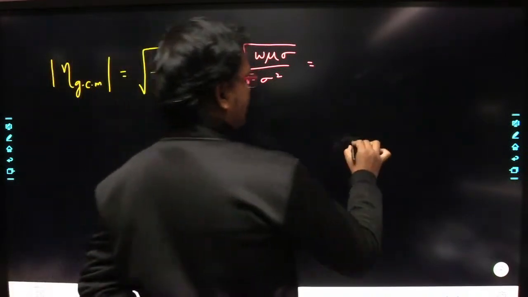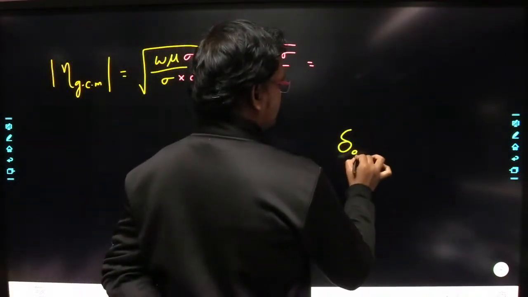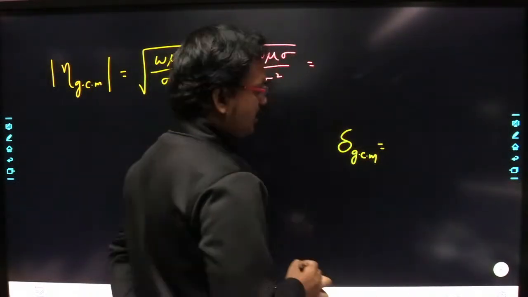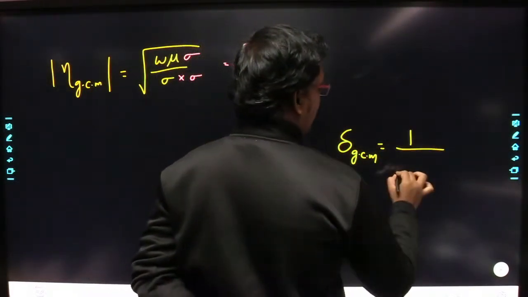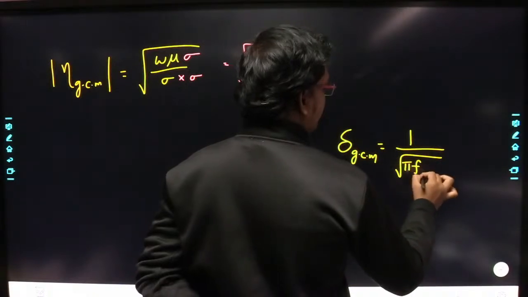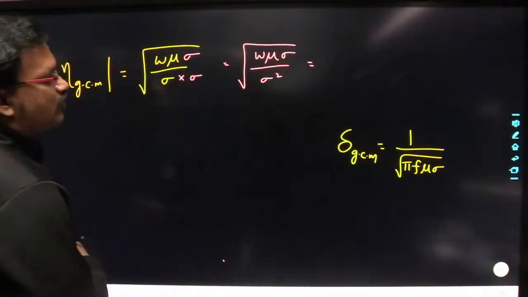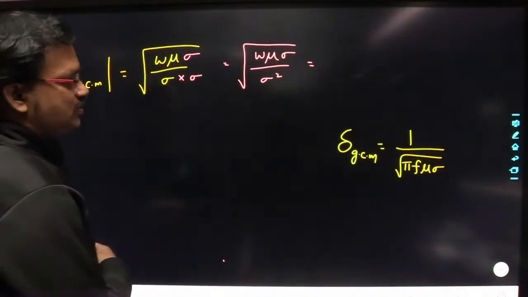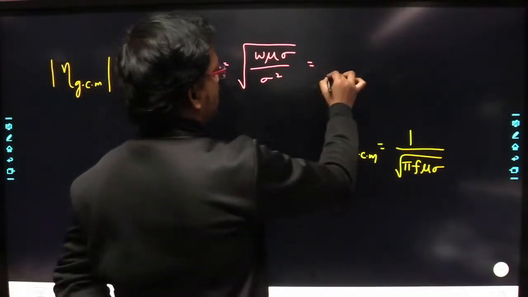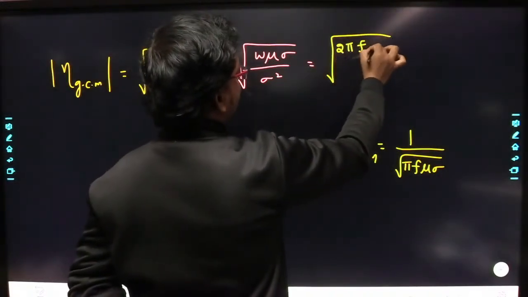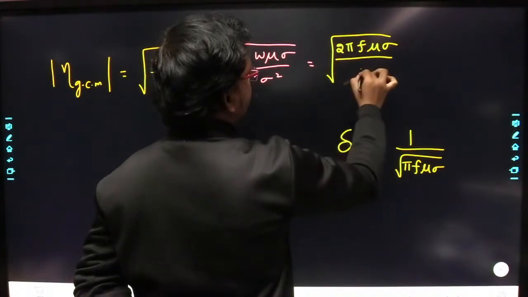In a good conducting medium, what is the skin depth? It is equal to 1 by square root of pi f mu sigma. So now I can write this as 2 pi f mu sigma divided by sigma square.